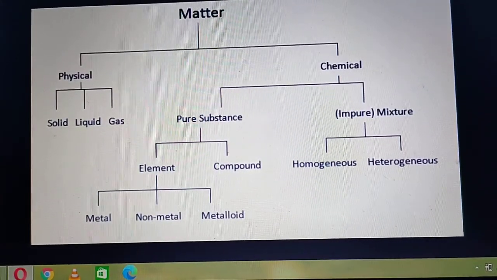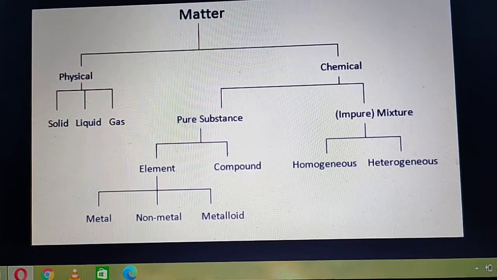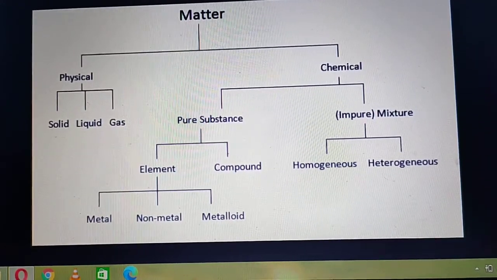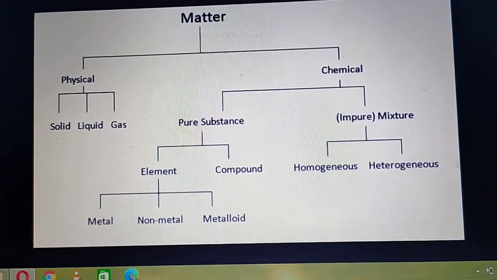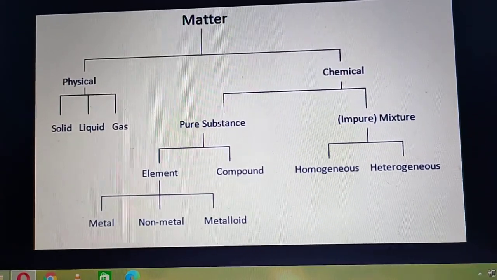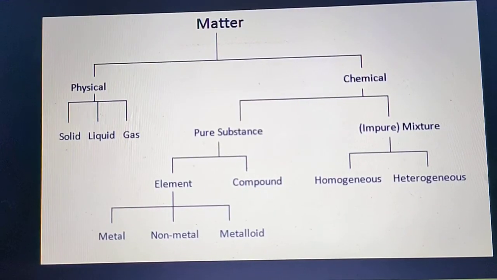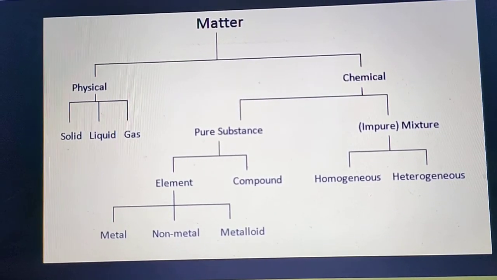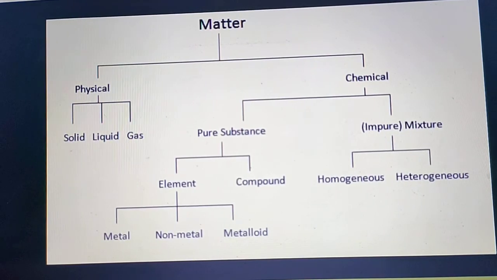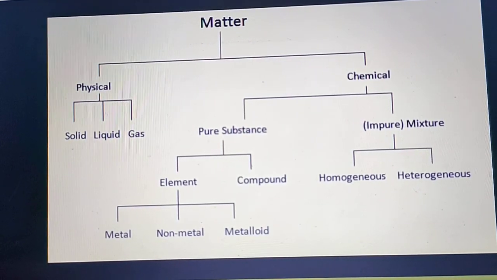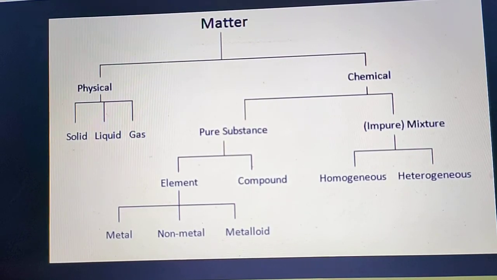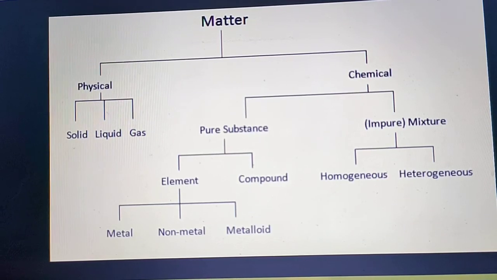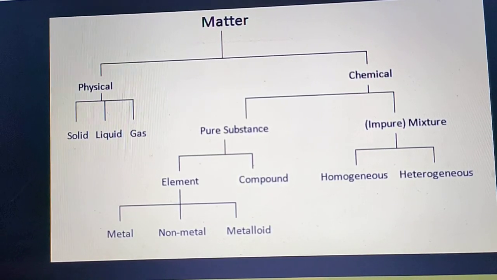These are the physical properties, which can be observed without changing the composition of matter under specific condition. Now what about chemical properties? All those properties of matter which can be determined when it undergoes a change in composition or constitution, either alone or by interaction with other substances, are called chemical properties.